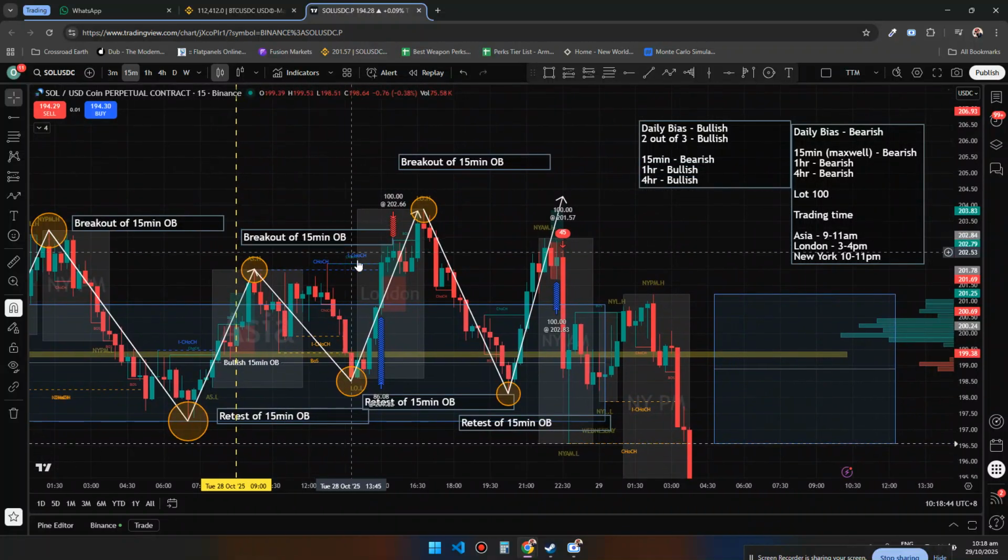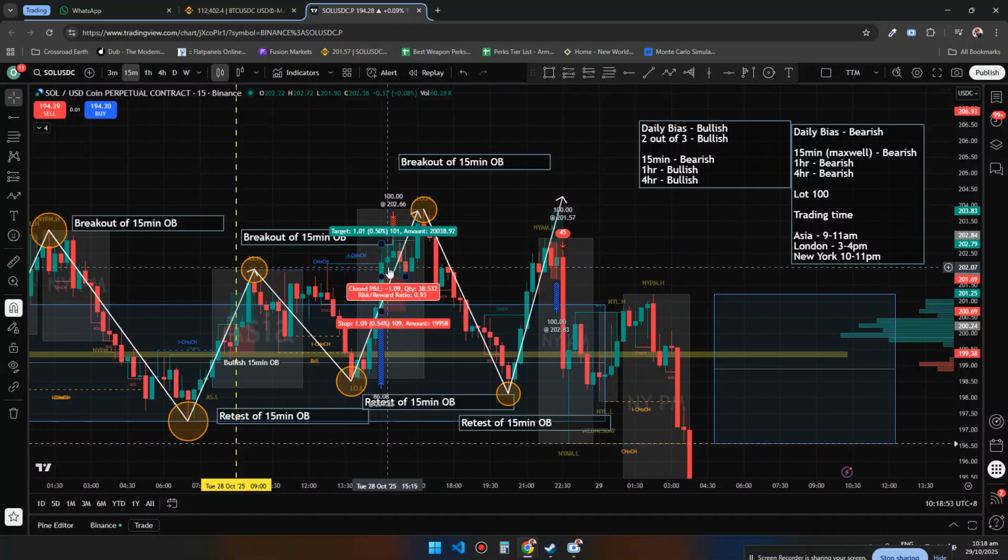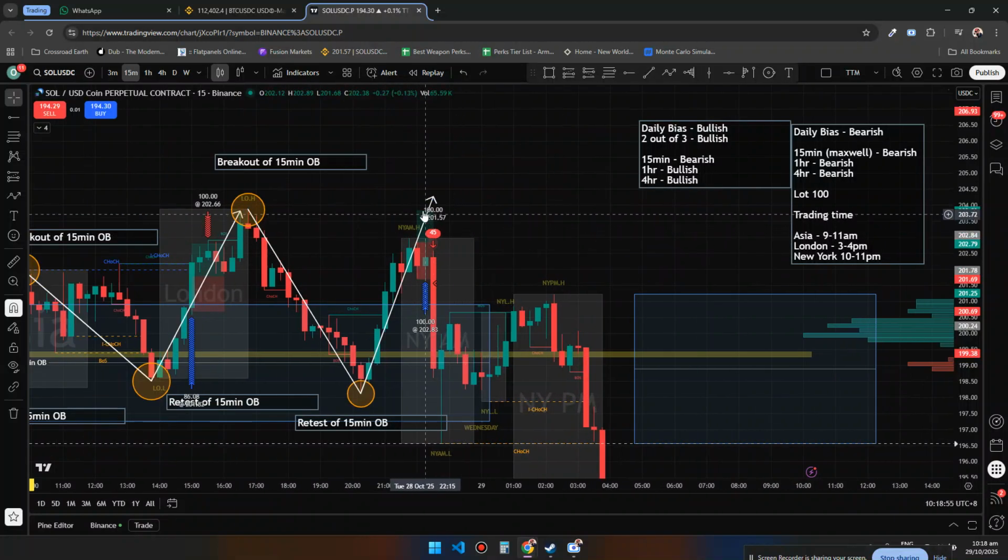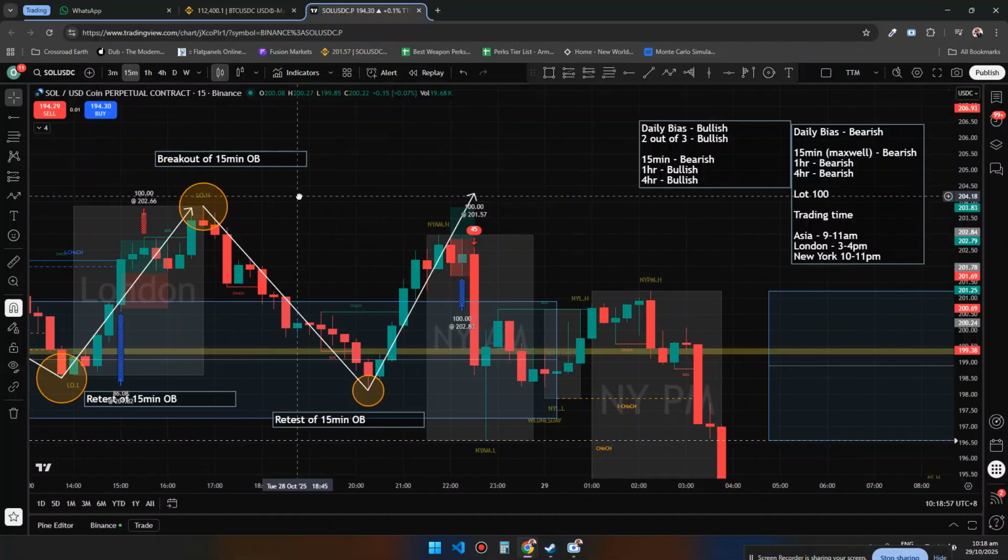And then again for London session, a breakout of the 50-minute OB, retest, and then the London session have a high probability setup. Same thing for New York, breakout and retest.